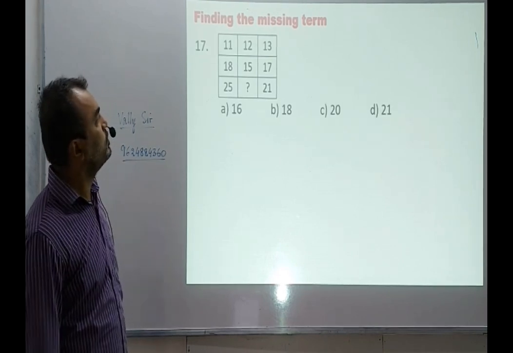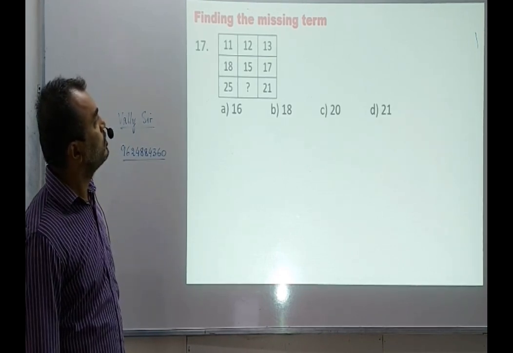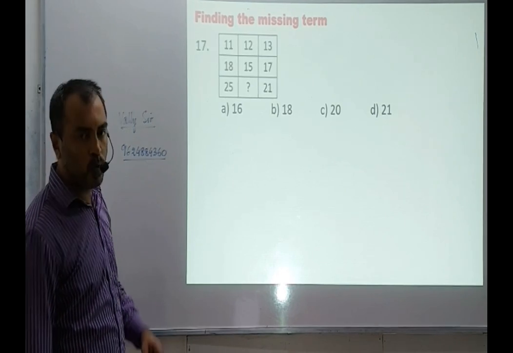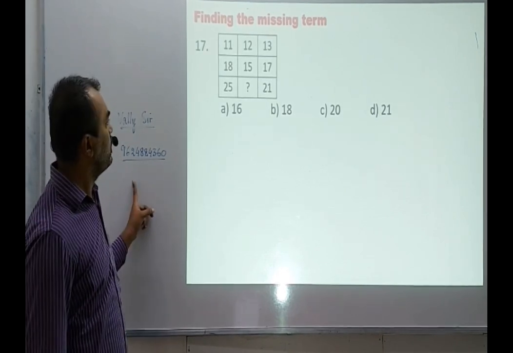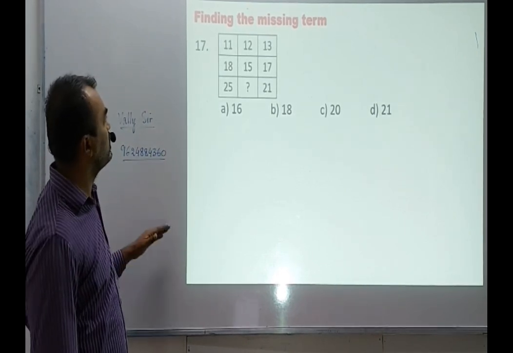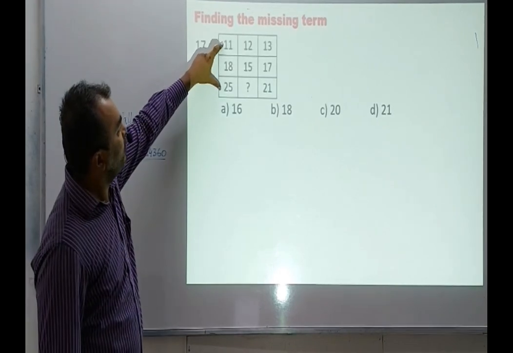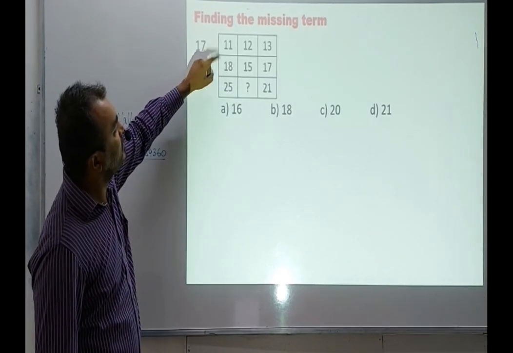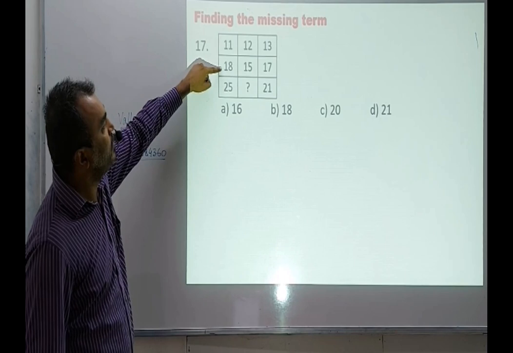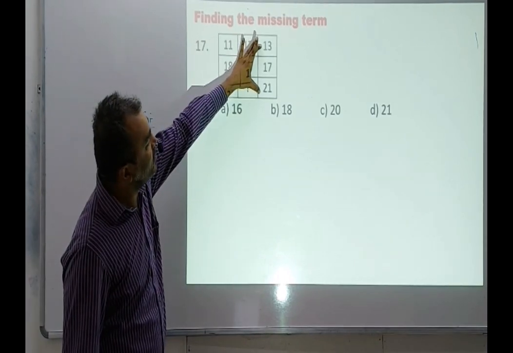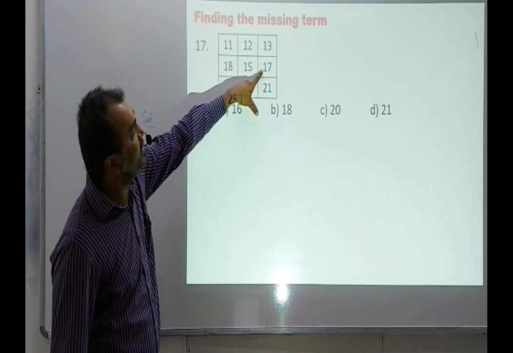The options. Is it very simple? I hope you have worked it out. Yes, so I am giving the answer right now itself. 11 plus 25 is 36, divided by 2 is 18. 13 plus 21 is 34, divided by 2 is 17.